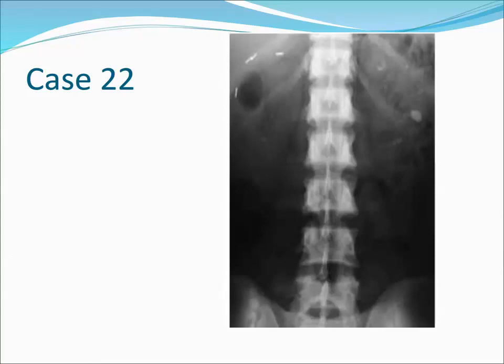Case number 22, radiograph of abdomen is showing increased bone density secondary to renal osteodystrophy. Note also the extensive bilateral nephrocalcinosis. Findings of renal tubular acidosis.